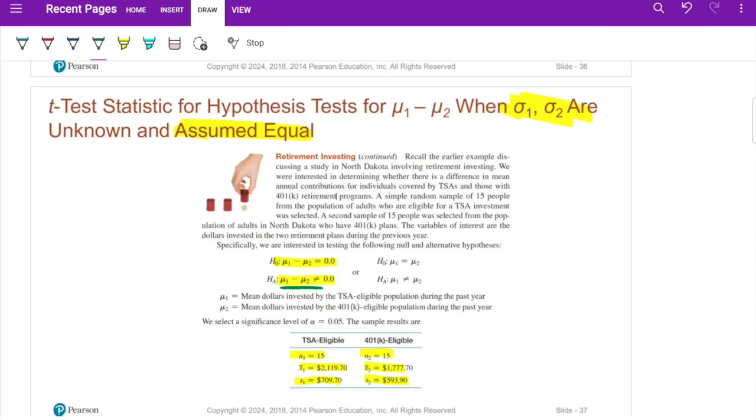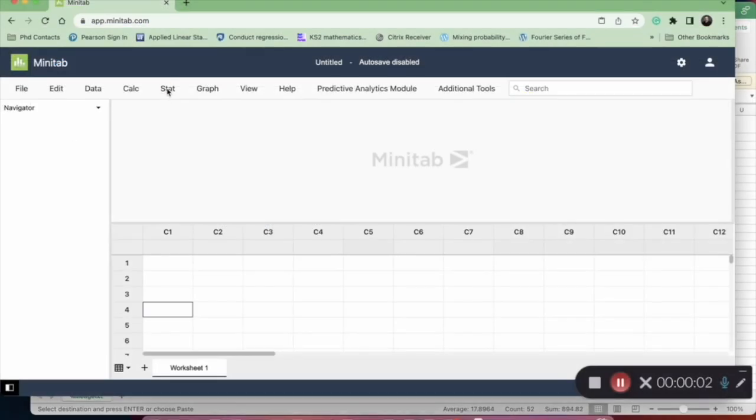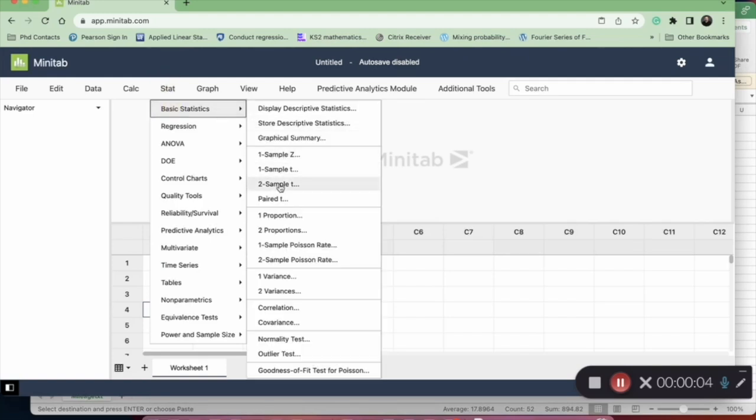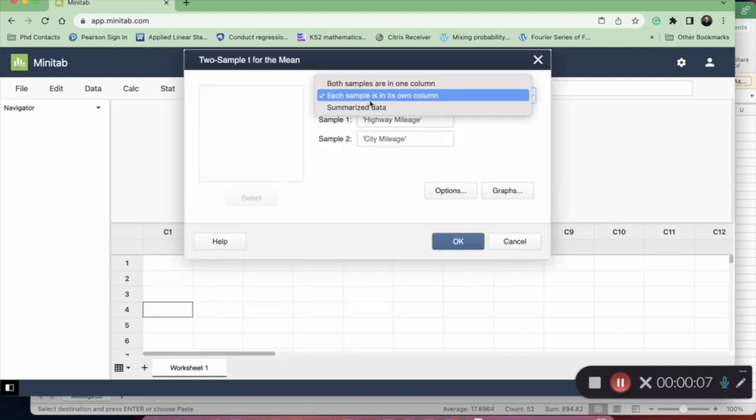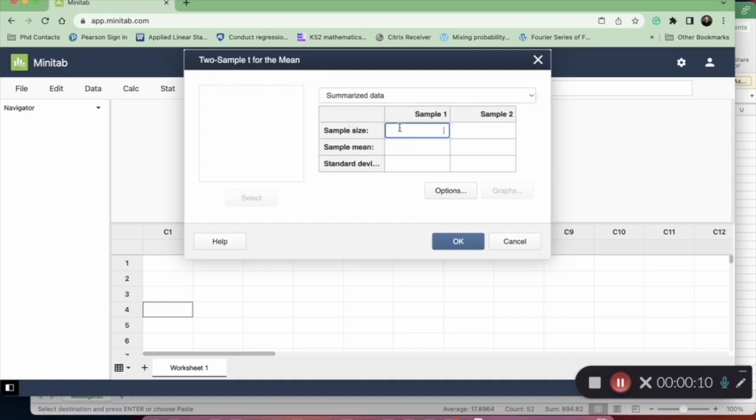So what we are going to do, using alpha equals 0.05, we're going to go to Minitab again. We go to Stat, Basic Statistics, Two-Sample t-test. Then we will not choose the columns because we have the summarized data. We did this before, but what we're going to add today is the hypothesis testing. The sample size is 15 for each. The sample mean for each is 2,119.7.